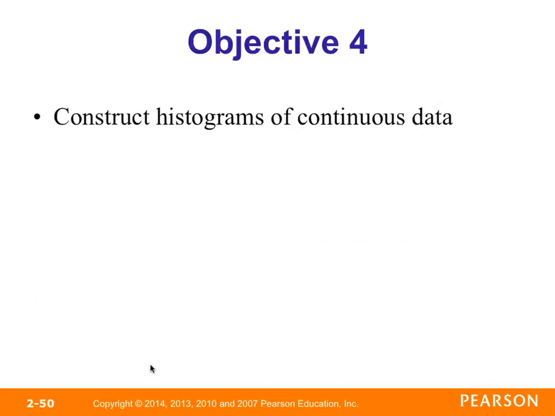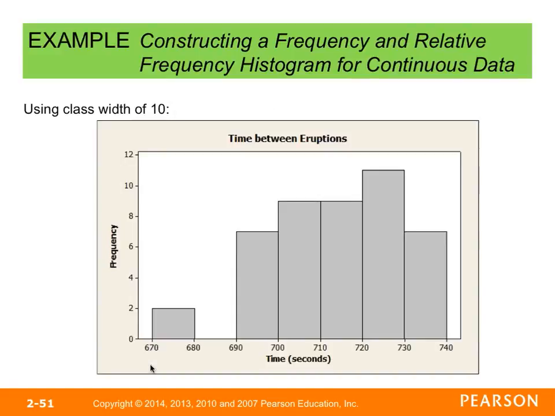Okay, objective 4 is to be able to construct histograms of continuous data. So we have, again, our time between eruptions at the Old Faithful geyser. Using a class width of 10, it looks something like this. If you recall, we created our frequency distribution before. Now we're just creating a histogram out of that data. So we have our class from 670 to 679, 680 to 689, and so on.